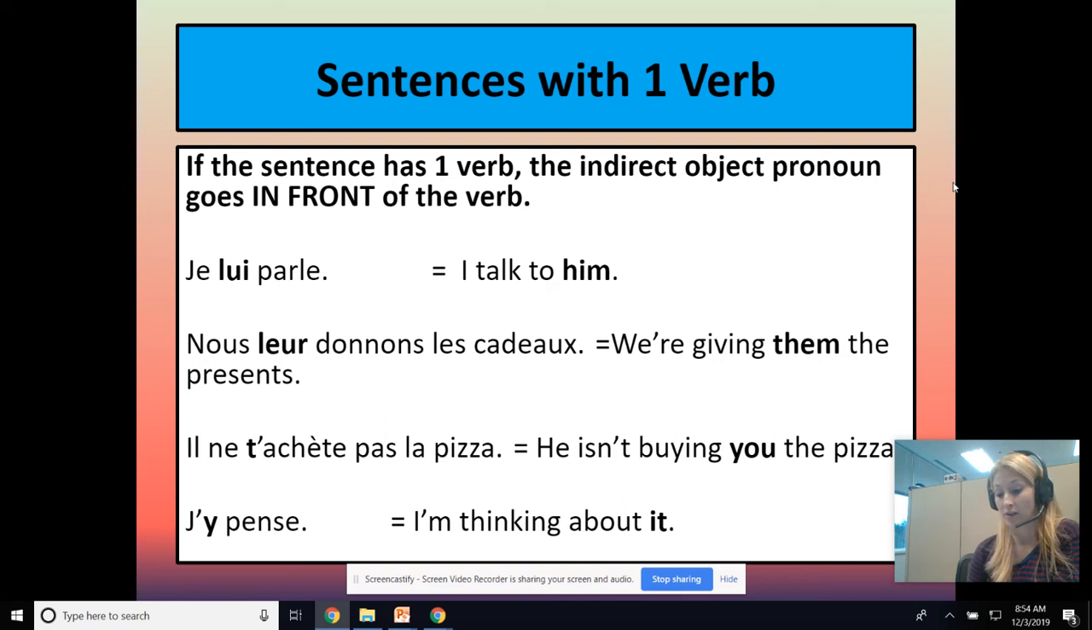Okay, and luckily, the pronoun rules are the same with indirect objects as they were with direct objects and also with the pronoun y. So if you have a sentence with one verb, the indirect object pronoun is going to go in front of that verb. So for example, je lui parle means I'm talking to him. Nous leur donnons les cadeaux, we're giving them the presents. Il ne t'achète pas la pizza, he's not buying you the pizza. And then here we see an example of an inanimate object where we use y. J'y pense, I'm thinking about it.